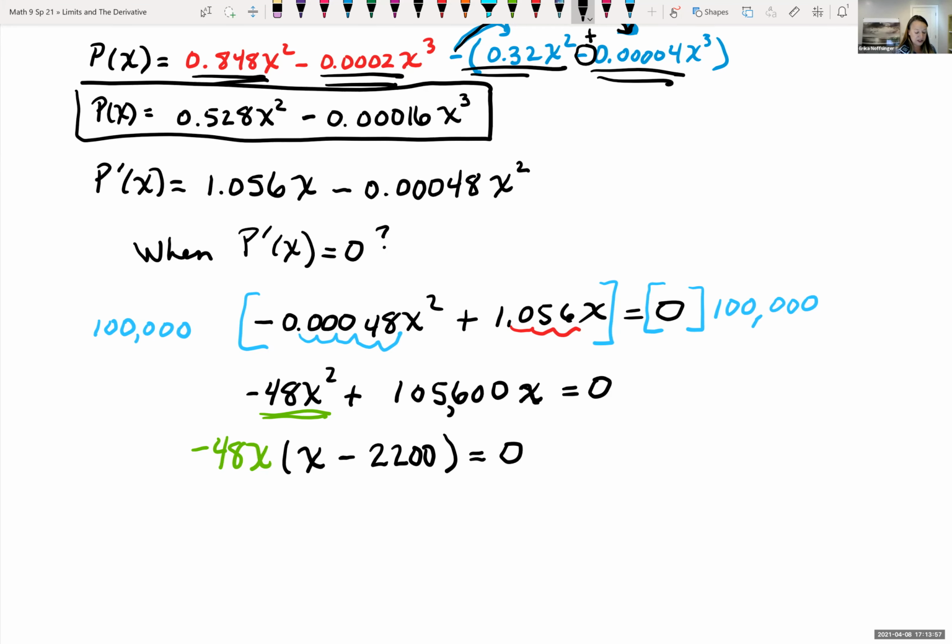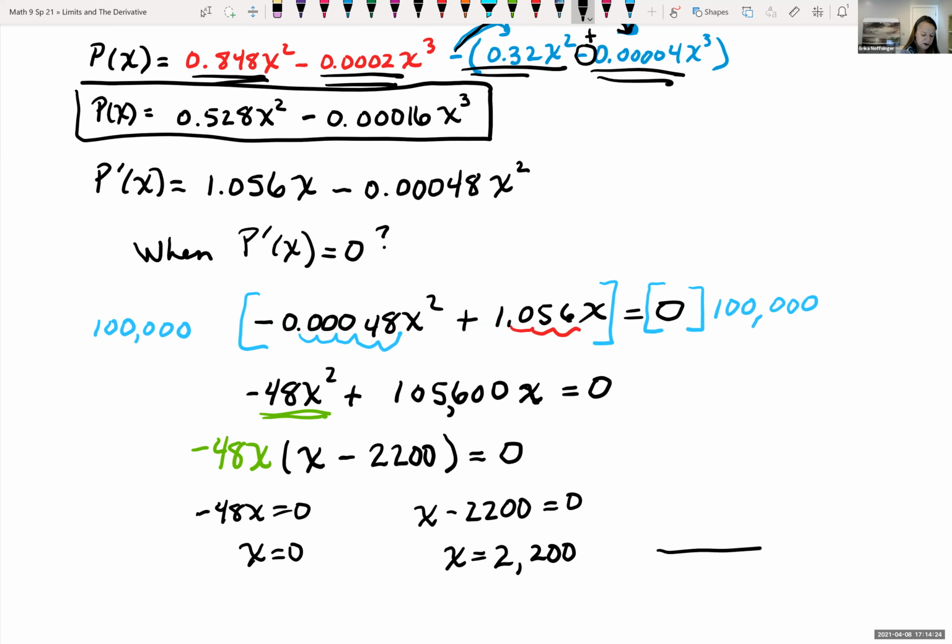It's factored and set equal to 0, so we can set each factor equal to 0. We're looking at when is negative 48x equal to 0, and when is x minus 2,200 equal to 0. Well, negative 48x equals 0 when x is 0. And x minus 2,200 is 0. If I add 2,200 on both sides, I get x is equal to 2,200. Okay, so those are our critical numbers.